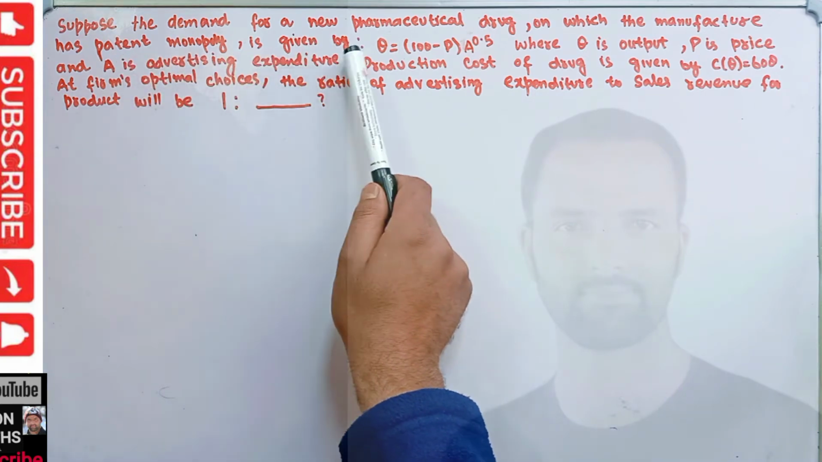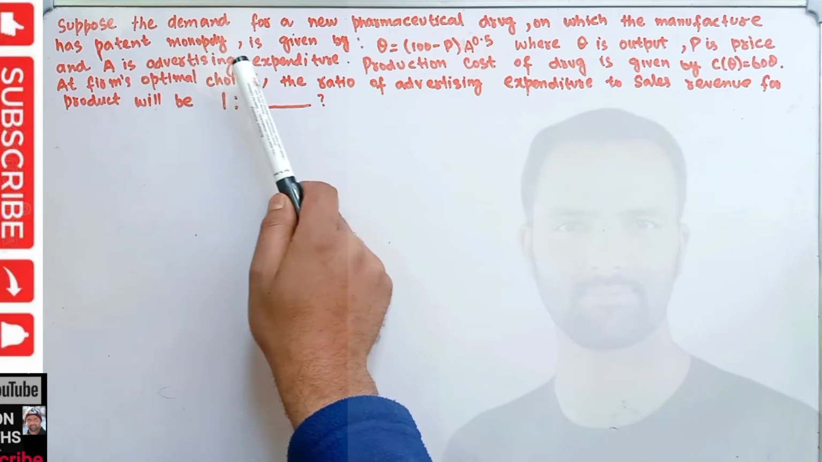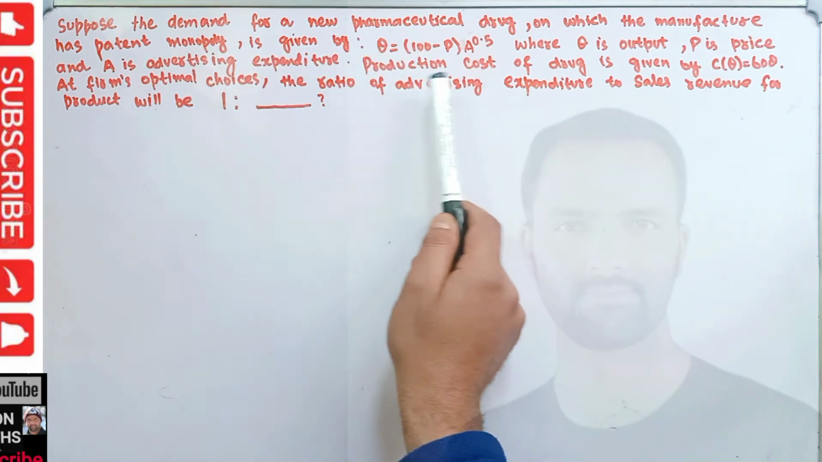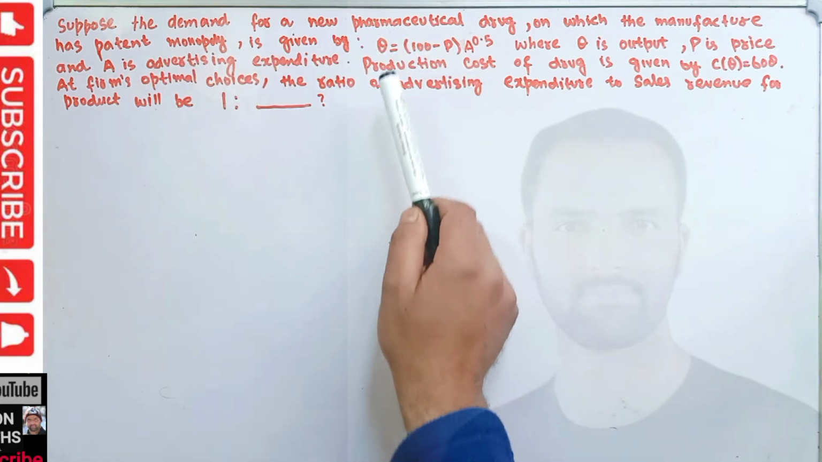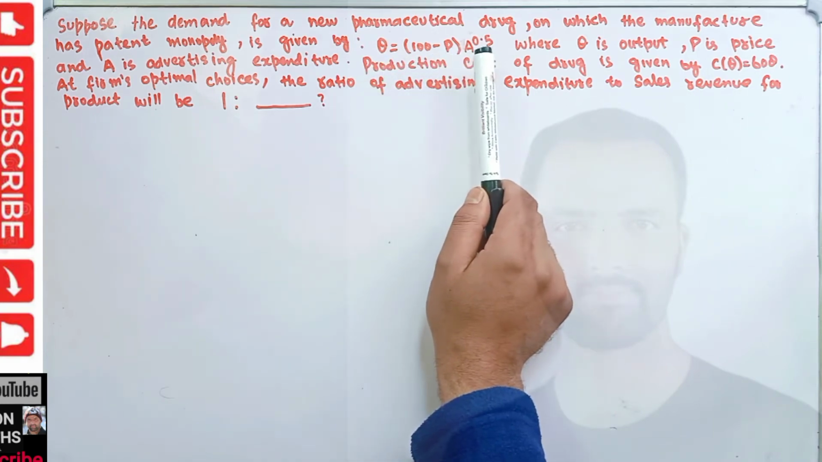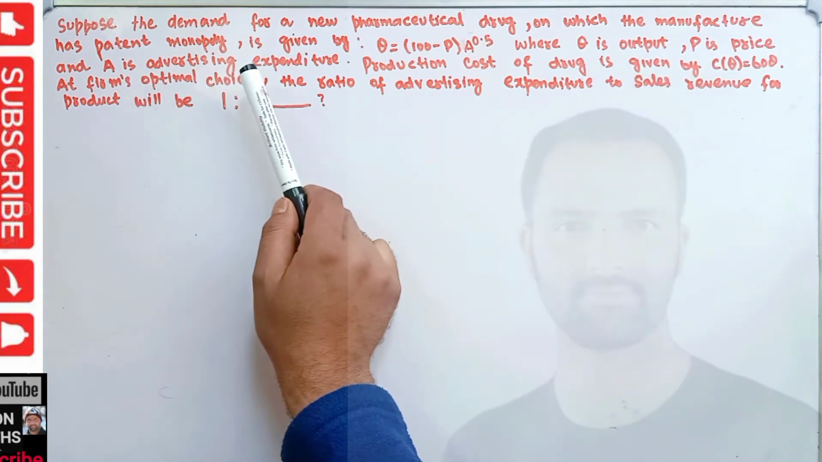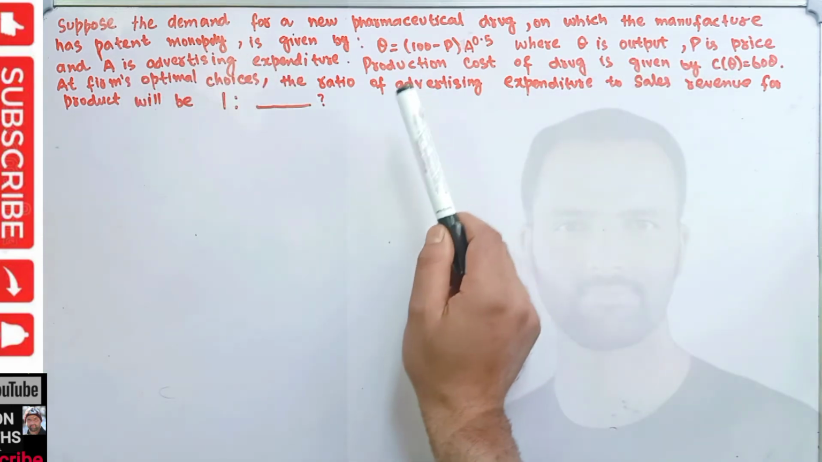The question is like this. Suppose the demand for a new pharmaceutical drug, on which the manufacturer has a patent monopoly, is given by the demand function Q = (100 - P) A^0.5, where Q is the output, P is the price, and A is the advertising expenditure.